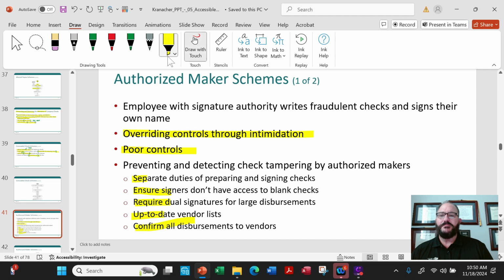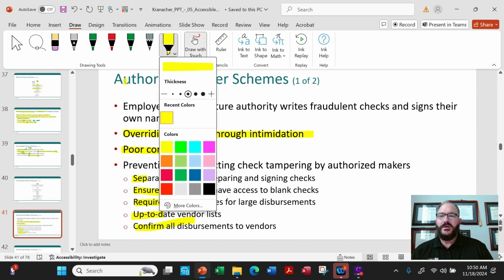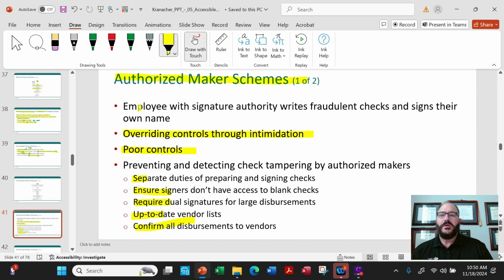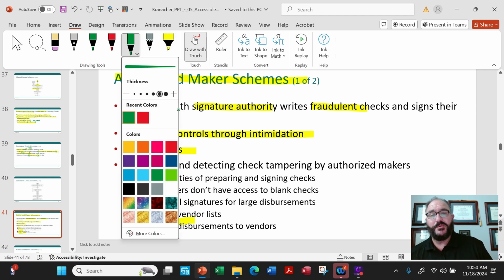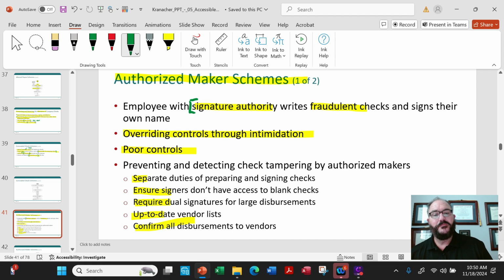Now, what about authorized maker? In this case, the employee with the signature authority writes fraudulent checks. So now we have the authority. This is somebody fairly high up in a company who has signature authority, override controls, and again, poor controls. And again, what stops it? When you're getting asked questions about this, the whole thing is internal control. Internal control, internal control, internal control.